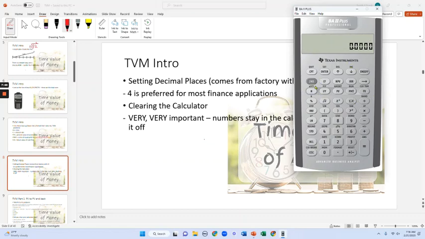So that's why I say it's great, it feels good to get the problems right. So be OCD and clear your calculator for time value of money problems as many times as you want.